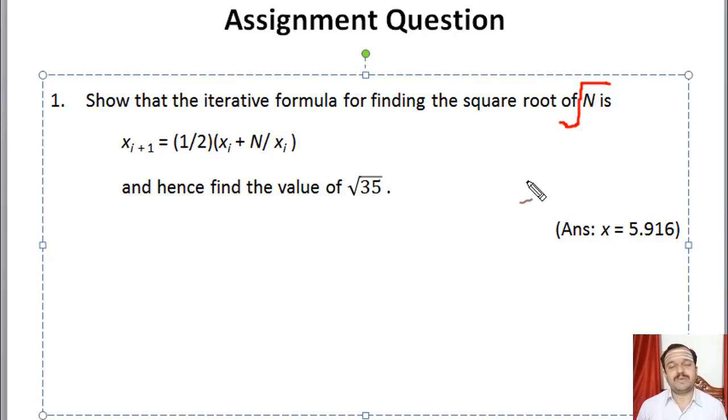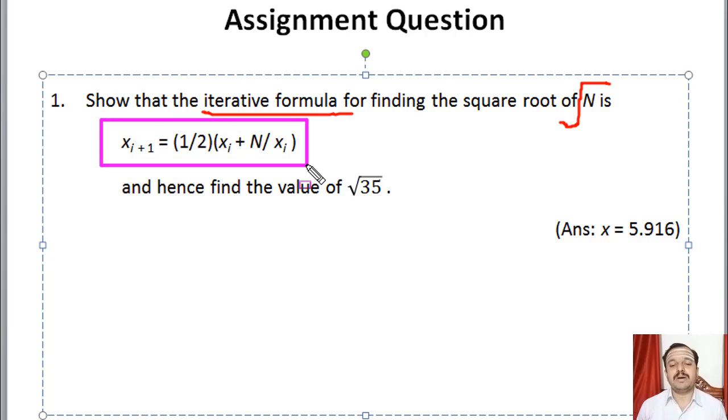The procedure is very much similar. So for the square root of n, the iterative formula is something like this. Again, this is going to be the formula which is derivable from the Newton-Raphson formula, that is x(i+1) equal to xi minus f of xi divided by f dash of xi. From the same formula, we can get this expression.